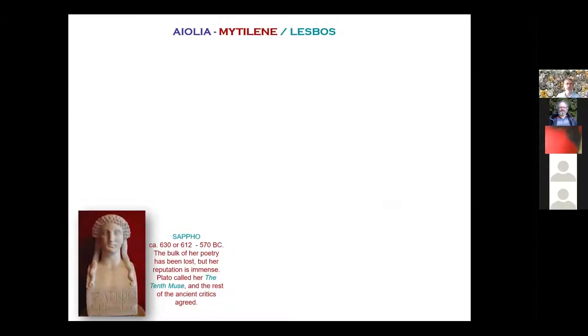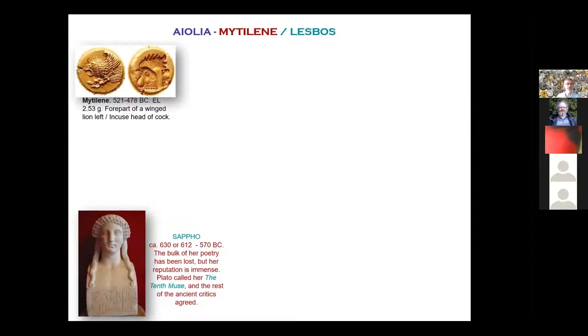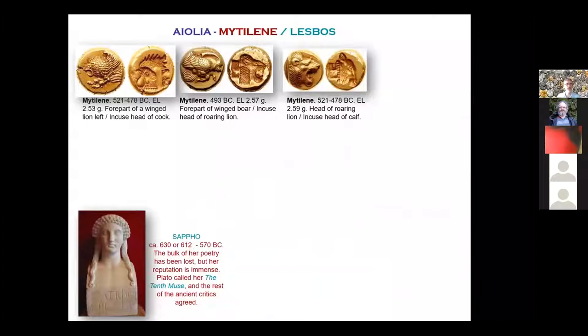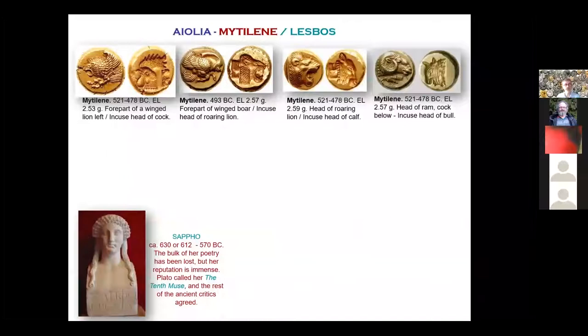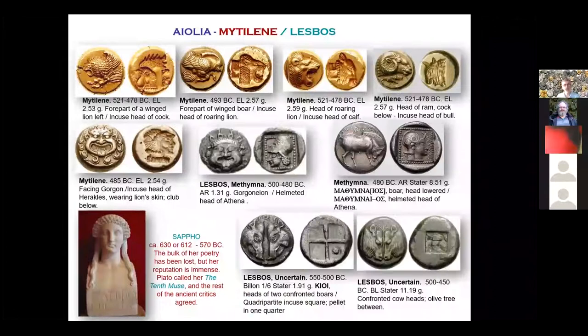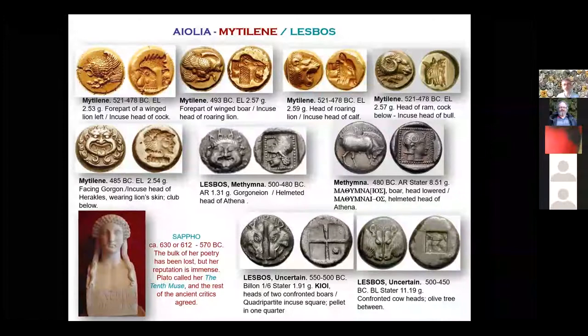Now we are in Aeolia, and we have Mytilene and Lesbos on the island. Mytilene minted a lot of electrum coins, again with many different types. It's overwhelming. It's just a small island, and you have several cities minting coinage.